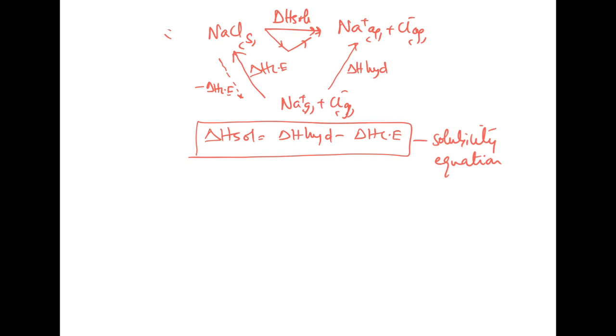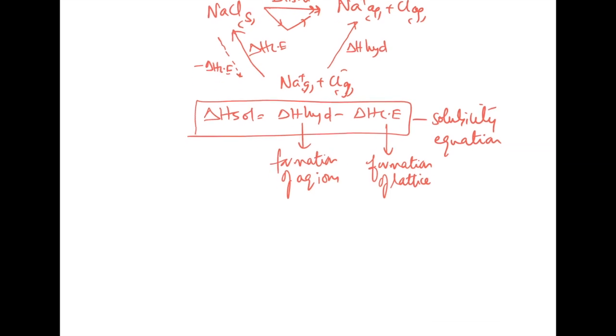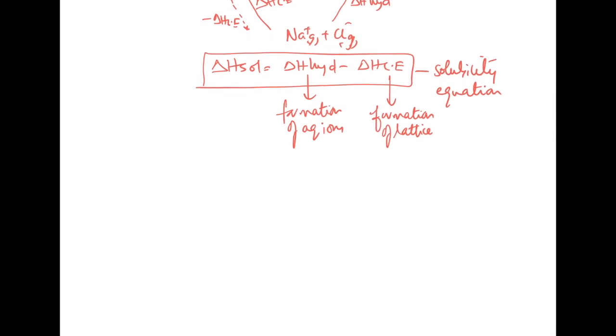Okay, now how do we do that? It's very simple. Just realize for a moment what enthalpy of hydration is. I think it's formation of aqueous ions. And what is enthalpy of lattice energy? I think it's formation of a solid, ionic compound. It's formation of lattice. So can I say that hydration is explaining that a compound is being dissolved? Lattice is explaining that a compound, a precipitate, is being formed.